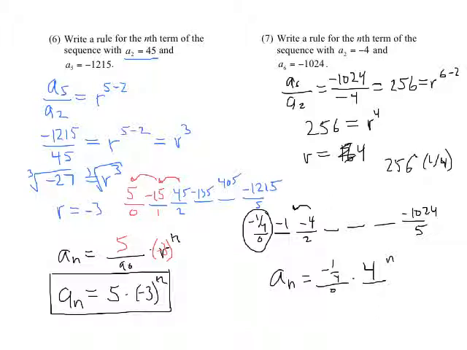I actually didn't get the right number. What did I do wrong? Oh, that's what I did. I was thinking about the 5th number. 1,024 isn't the 5th number in the list. It's supposed to be the 6th number in the list. So plug in a 6 for n. Let me try that again. Negative 1/4 times 4 raised to the 6th power. Yeah, there we go. Negative 1,024. So we did have the right rule. I just checked it wrong.